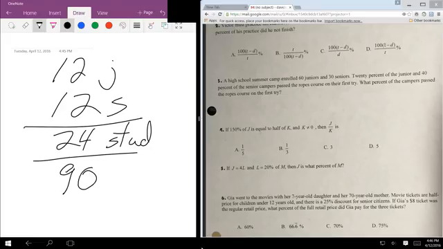Again, it's 0.26. Again, we have to take that fraction, which is going to be 0.26, and multiply it by 100 to turn it into a percent. And that gives us 26%.